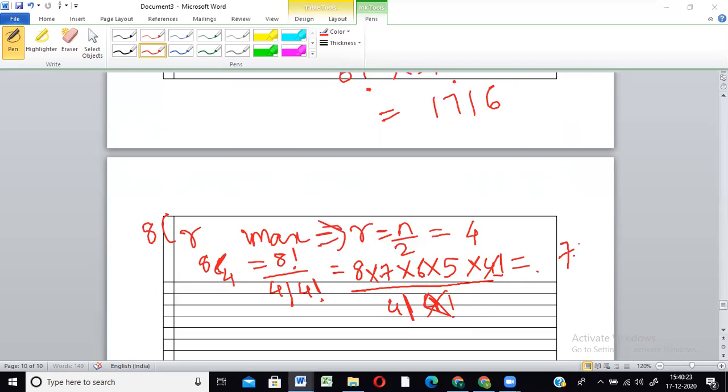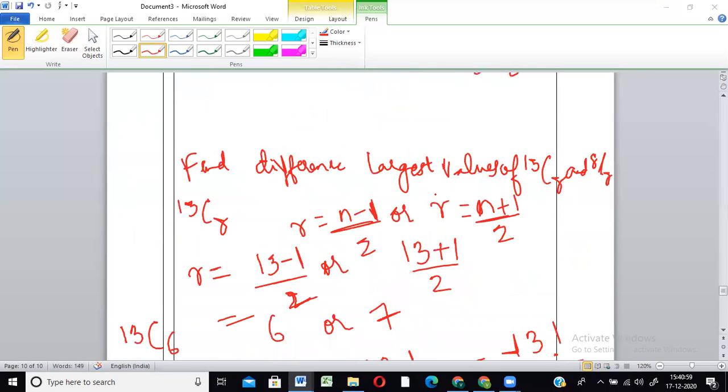Now the difference in the largest value is this largest minus this largest, that is nothing but 1716 minus 70, which is equal to 1646. Right? So that is how we find it. Likewise, if you have both odds, you're going to do the same thing, n plus 1 by 2 or n minus 1 by 2, take either one. Whichever answer you want, you can pick that. As I said, both the answers make no difference. Both are absolutely the same thing.